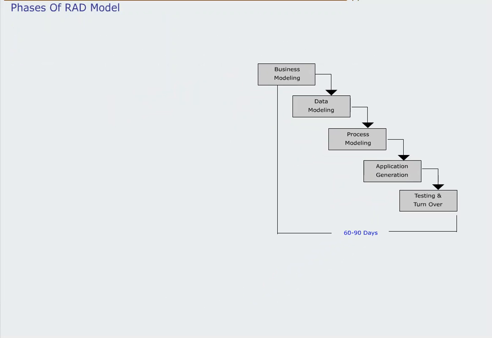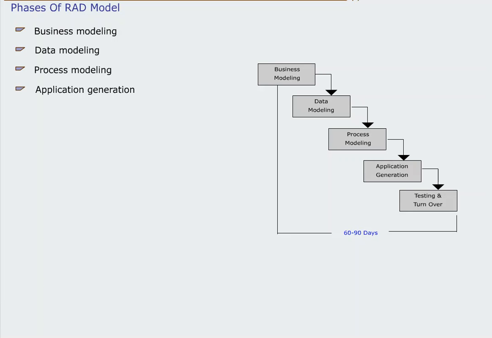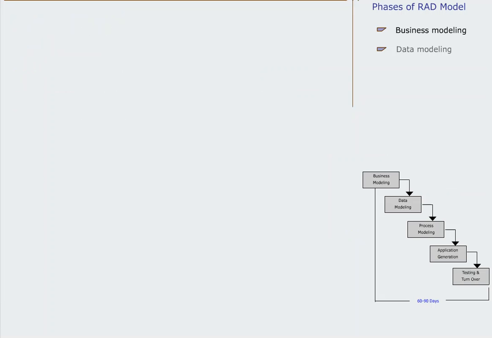Phases of the RAD model. The RAD model encompasses the following phases: business modeling, data modeling, process modeling, application generation, testing and turnover. Let's discuss these phases in detail.